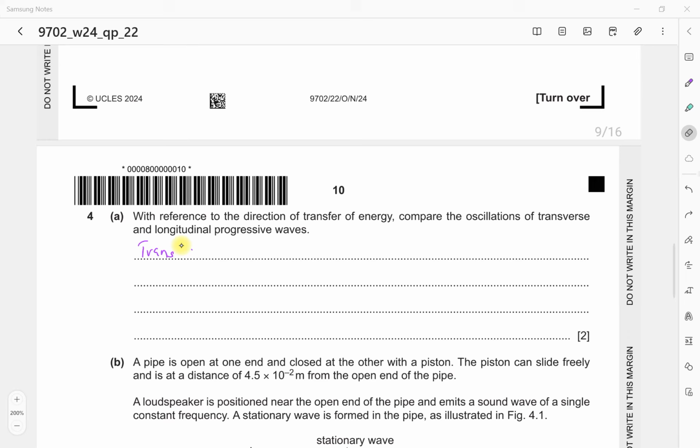Transverse waves have oscillations of particles perpendicular to the direction of transfer of energy.